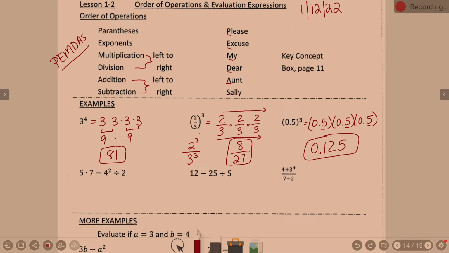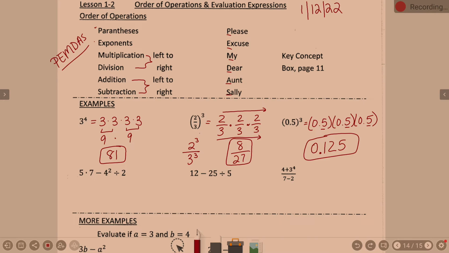Okay, now we're ready to start more PEMDAS, or please excuse my dear Aunt Sally. I don't like these ones. 5 times 7 minus 4 to the second, divided by 2. Okay. What comes first in order of operations? Parentheses. Do I have any parentheses? No, ma'am. No parentheses. Skip that step.